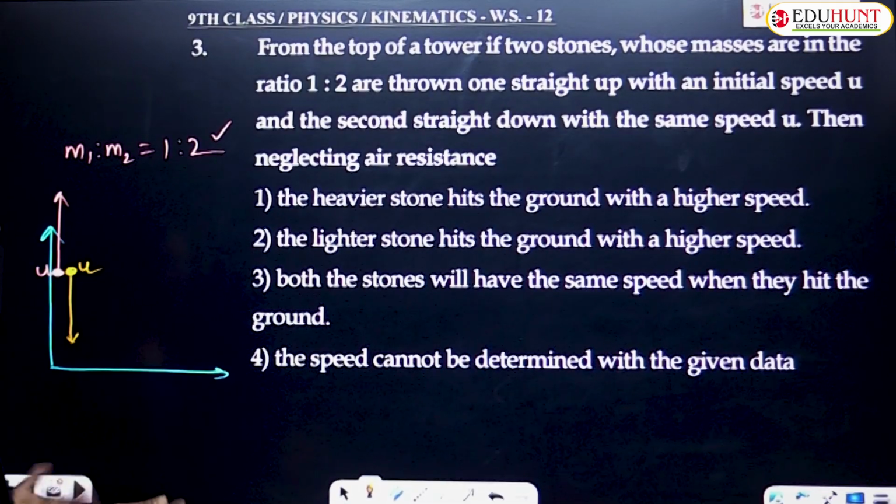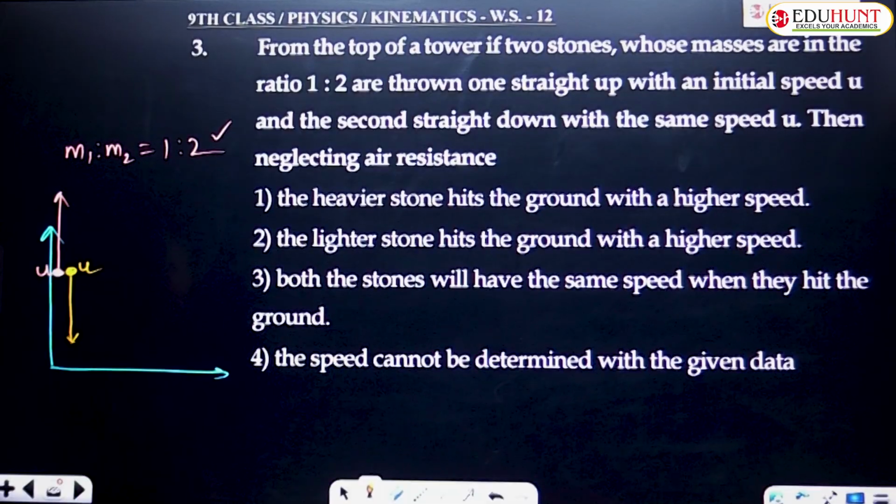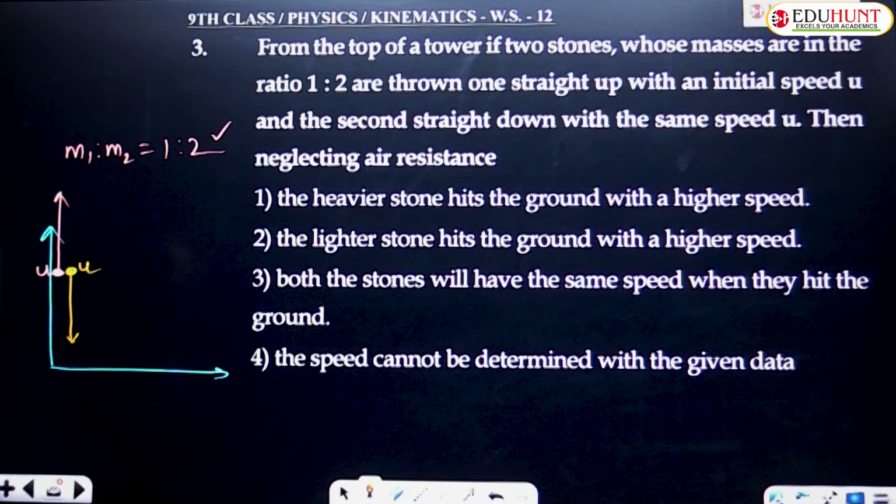This is also not free fall; this was also thrown with the same speed u. Then, neglecting air resistance, what happens? The heavier stone hits the ground with a higher speed. The lighter stone hits the ground with a higher speed. Both the stones will have the same speed when they hit the ground. The speed cannot be determined with the given data.